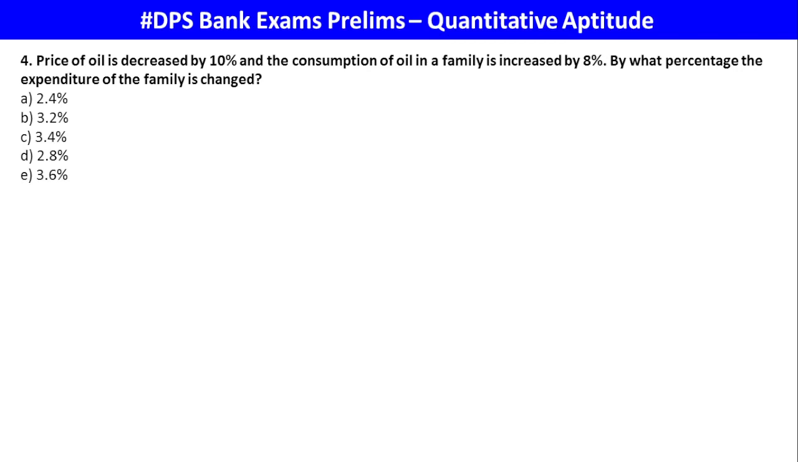Price of the oil is decreased by 10% and consumption is increased by 8%. Price of the oil is decreased by 10% and consumption by what? Expenditure. Expenditure is equal to price into consumption. Price into consumption. Initial ga price వచ్చేసి 10 rupees, consumption 10 liters అనుకుంటే expenditure 100. Price of the oil decreased by 10%, 9 rupees, and consumption increased by 8%.